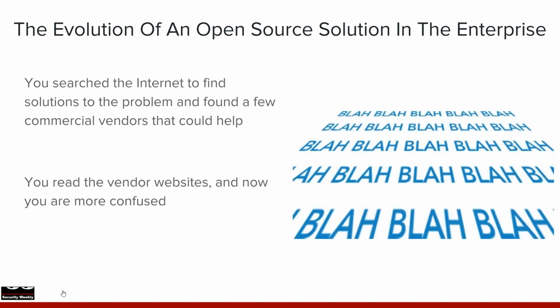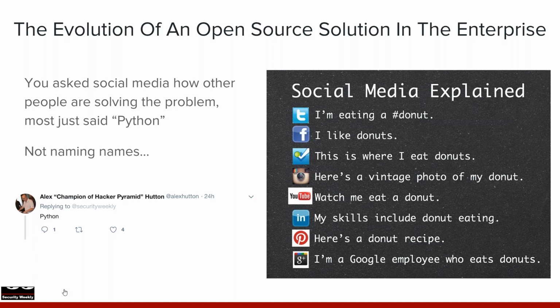So if you go to the next slide, in your search for open source software, you may have found a couple of commercial versions that help. You read the vendor websites, you're really confused, and you're like, I don't have time to implement commercial software, so I'm going to go to open source. And in the next slide, to find the right open source software, you may turn to social media. Now, not the best answer, but the most popular answer you're going to get is, well, to solve your problem, you need to use Python. And I'm like, okay, I understand it's a language and it's very powerful, but it's not a full solution. And also asking social media for the best open source project isn't always the right thing to do.